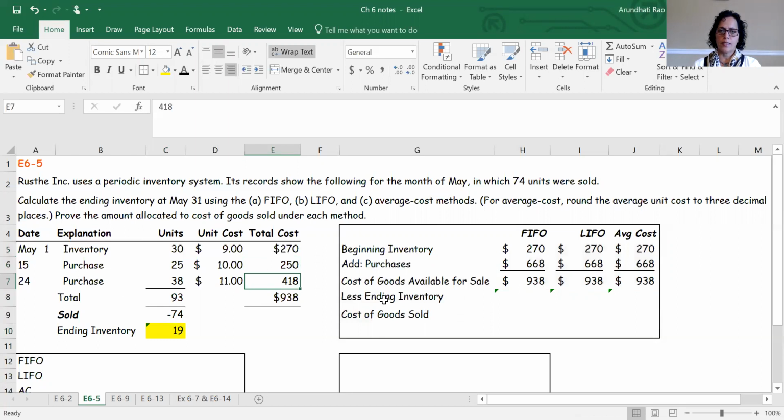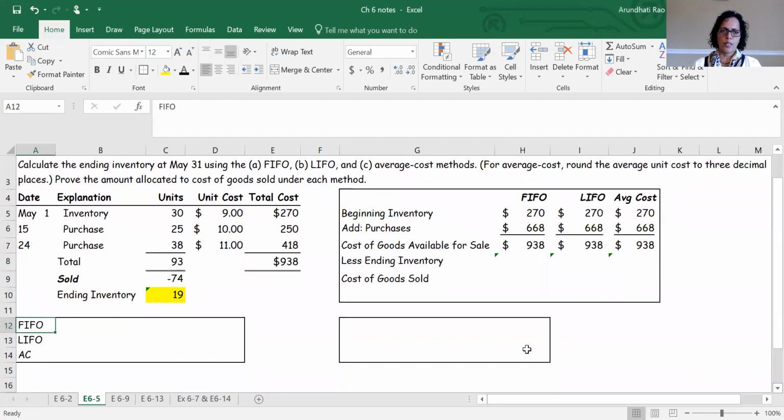Now, the amount I assign to the 19 units of ending inventory in each of these methods is going to be different. Therefore, what is left over for cost of goods sold is also going to be different. So let's go through these three methods and see how we would do it. FIFO is first in, first out. Whatever was in the beginning inventory and whatever came into the business is what's sold first, the 74 units that are sold. So your 19 units that are remaining comprise the most recent purchase.